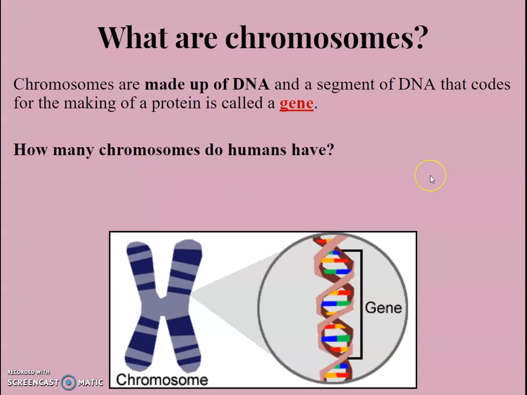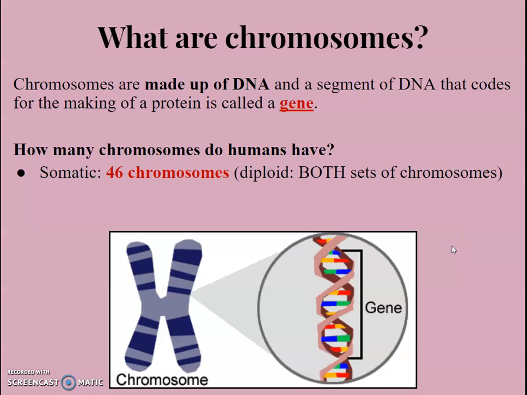Do a quick review of chromosomes real quick. Chromosomes are made up of DNA, and a segment of DNA that codes for the making of a protein is called a gene. So you have genes on those chromosomes that make proteins, and you know those proteins, when they're made, then they're expressed. Well, how many do we have then?